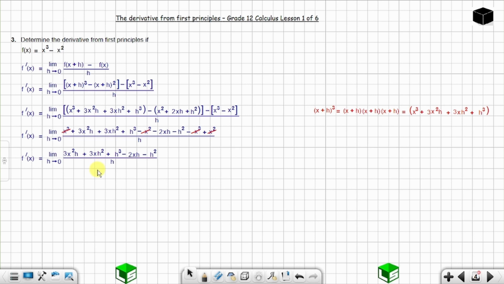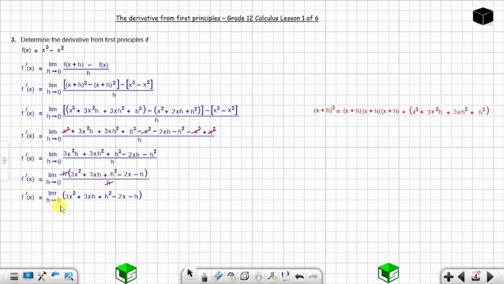over h. Now you can factorize h outside of the bracket so that you can cancel with the h at the bottom. So f prime of x is equal to the limit as h goes to 0. You take h outside of the bracket, and you remain with 3x squared plus 3xh plus h squared minus 2x minus h. You close the bracket over h. Now you can cancel, so you remain with this.